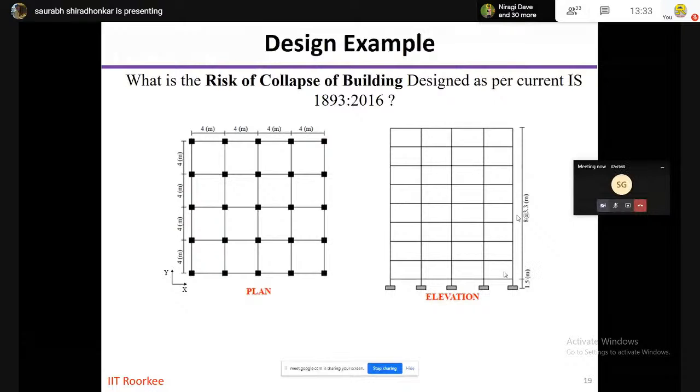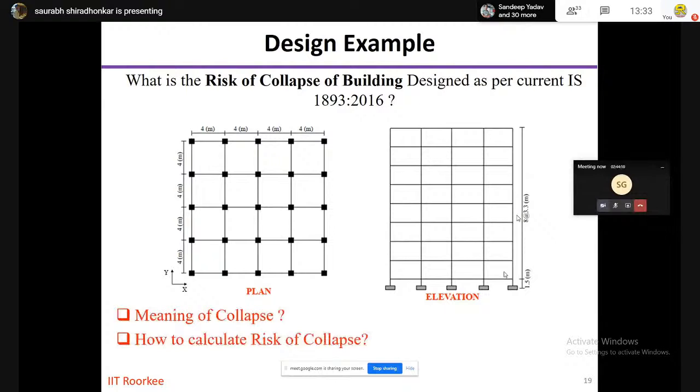So if I rephrase this question and put it in a different form, what I could say is, if there is a building which is 8-story tall and having a plain regular plan, and if I design it as per IS 1893, what is the possible rate of collapse of this building when an earthquake strikes? And this is the question that we need to answer through risk targeted design and through performance based design. So to understand that, first of all, we need to understand what is the meaning of collapse.